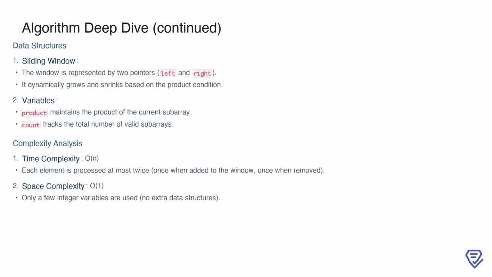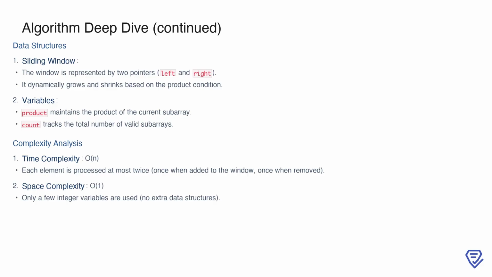and right. These pointers define the boundaries of the current window. We also use a few variables, product to maintain the product of elements within the window and count to keep track of the total number of valid subarrays. The algorithm's efficiency lies in its time complexity of O(n).